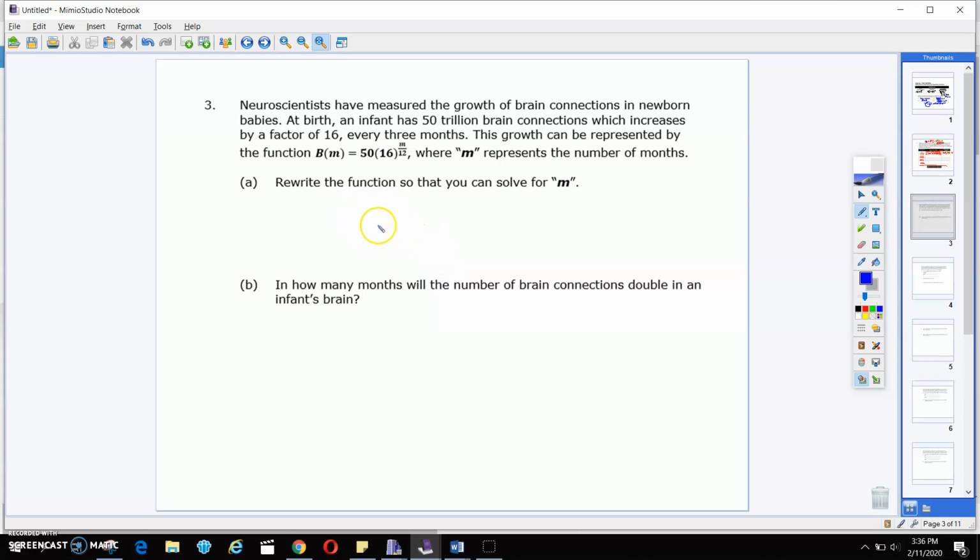All right, so on 3, it says rewrite the function so that you can solve for m. So this is your equation right here. Don't get caught up in the fact that this says b of m. Just rewrite it as b. That's okay, because at the end of the day, all you're doing is solving for m.